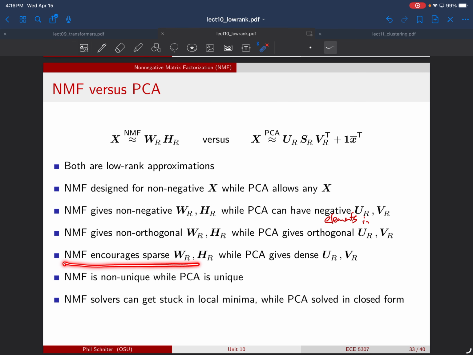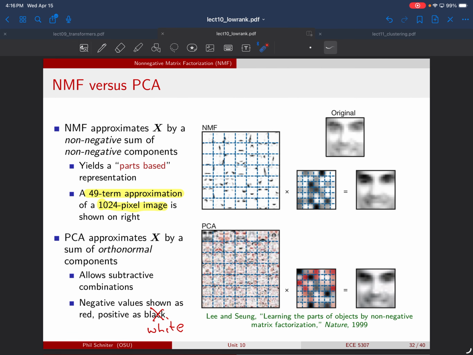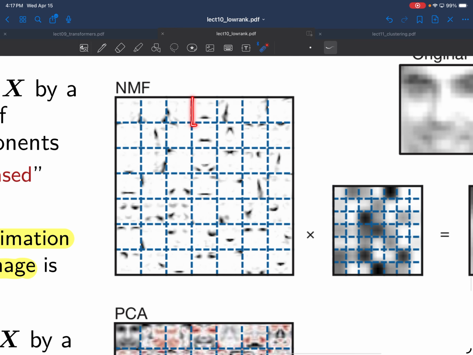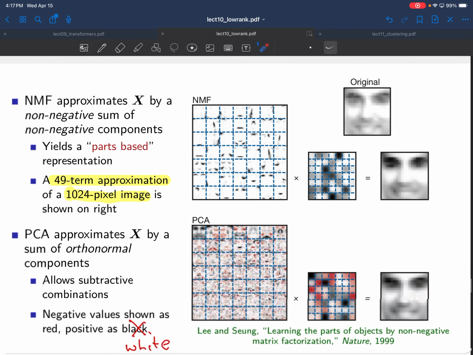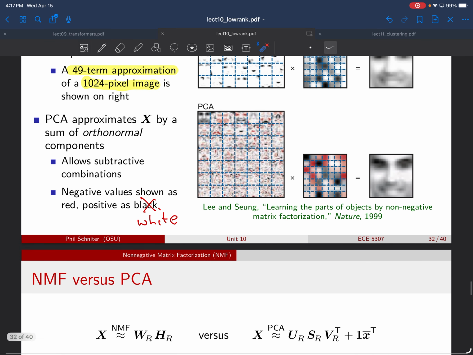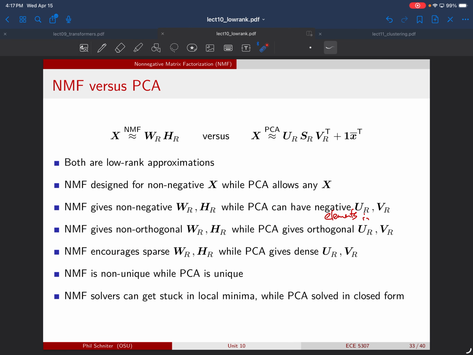NMF encourages sparse coefficients. Let's take a look at that. By sparse, we mean that there are not many non-zero coefficients. When you look at these, you can see how each one of these is mostly white, meaning mostly zeros in this case, and there are just a few non-zeros. Whereas with PCA, you can see it's not nearly as sparse. Not really sparse at all. So that can also be a useful property.